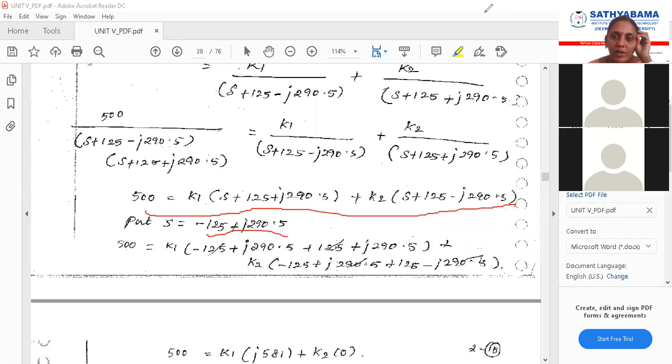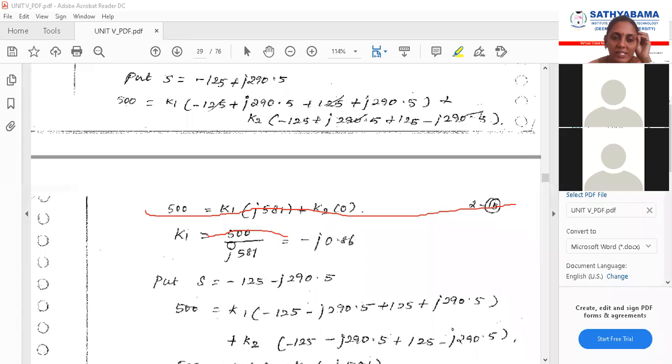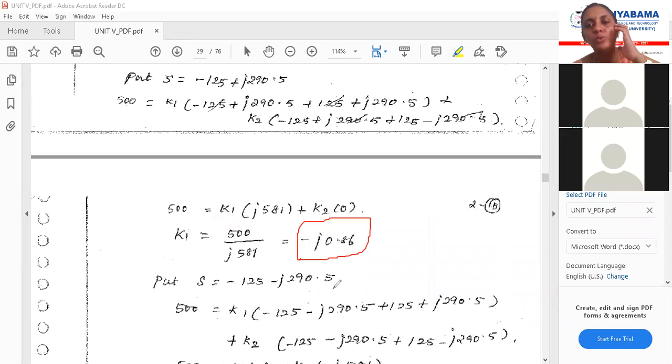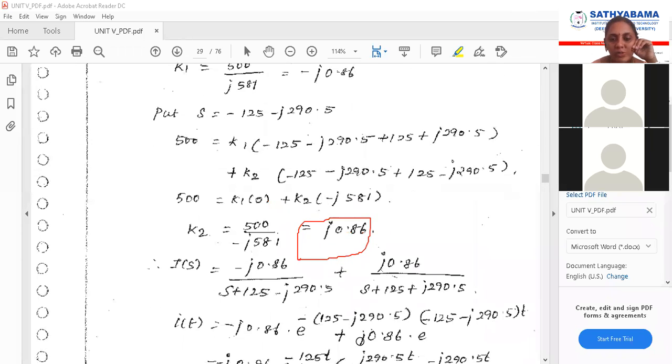Okay. So by solving like this, you will find out the value for K1. Okay. K1 is equal to 500 divided by J 581. Or K1 value is 1 by J, which is minus J, and numerical value 500 by 581, you will have it as 0.86. Okay. So now K1 value is obtained. K1 is equal to minus J 0.86. Now put the other value for S such that you will find K2 value. Okay. Now K2 value is also found out.